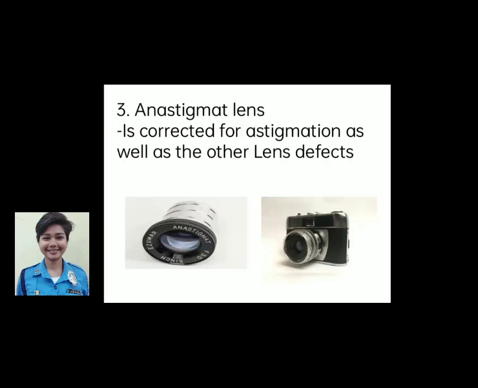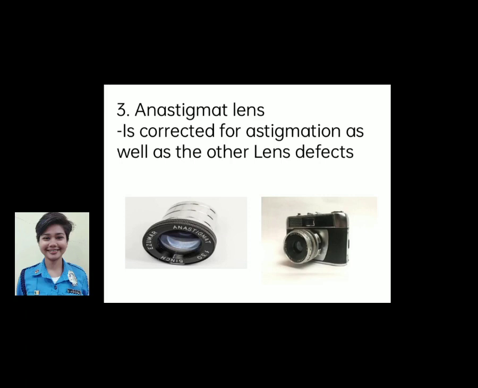Third is the anastigmat lens. An anastigmat lens is corrected for astigmatism as well as the other lens defects. An anastigmat lens, or anastigmatic lens, is a photographic lens completely corrected for the three main optical aberrations and astigmatism.